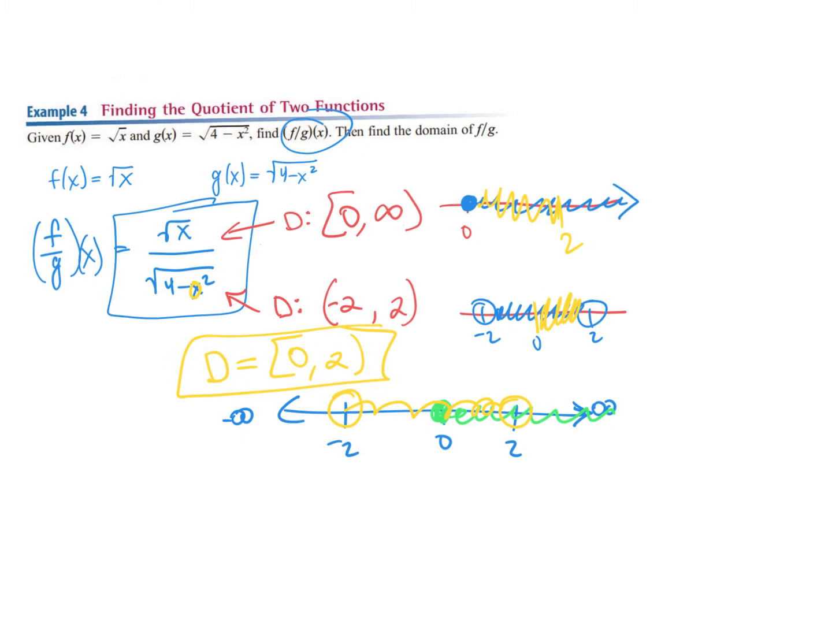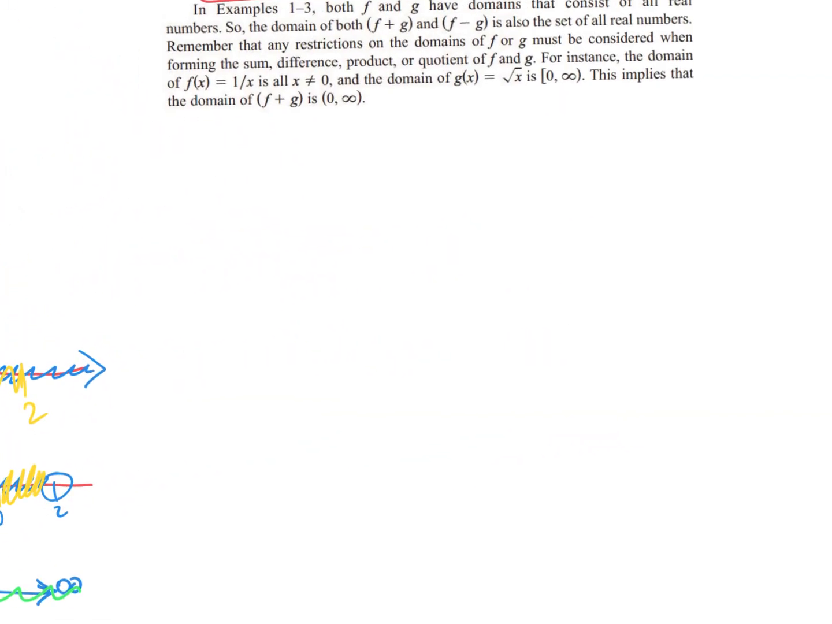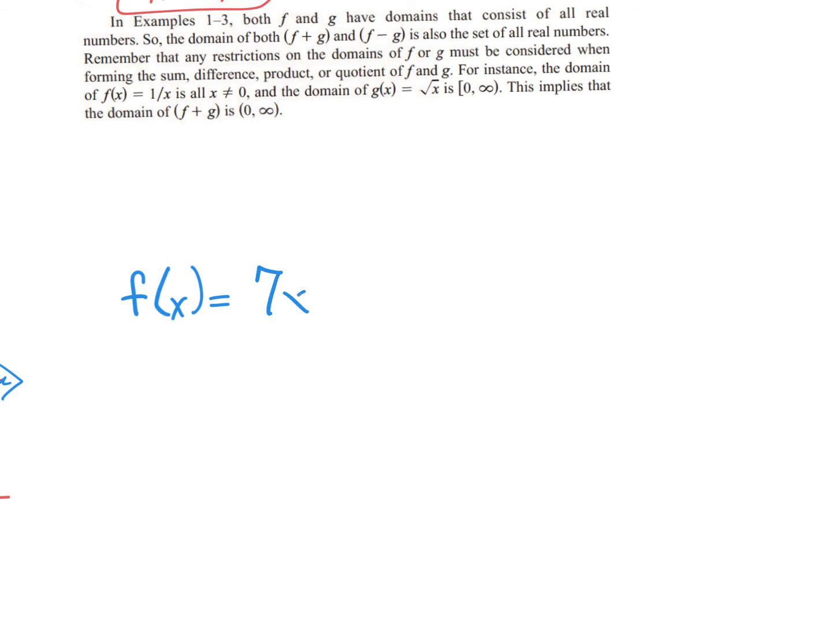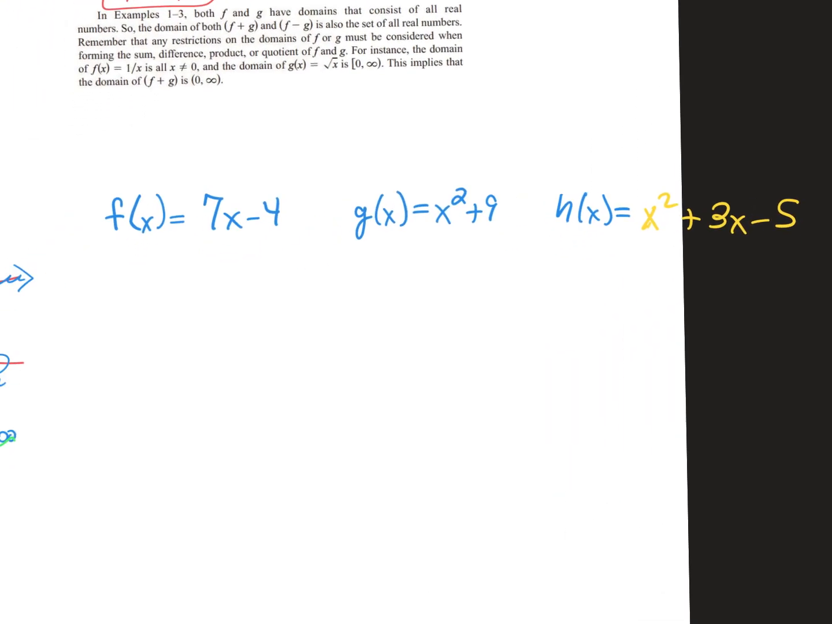All right, so let me just make up some examples here. Let's do a set of examples, and then I'll give you guys your quizzes back. Okay, so f of x is 7x minus 4. G of x is going to be x squared plus 9. H of x is going to be x squared plus 3x minus 5. Okay, I just made this up.